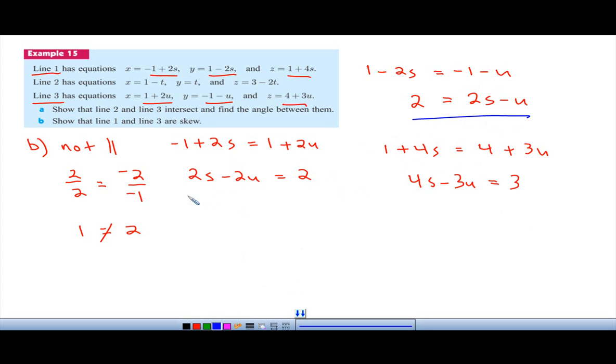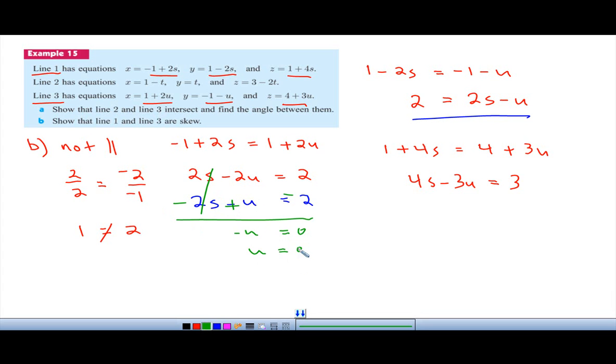So I have 2s minus u is equal to 2. Now it looks like it cancels out the s's, so I'm going to multiply everything here by -1. That would change the sign: negative, positive, negative. Then these would cancel, and it would be -u is equal to 0. So u is equal to 0.